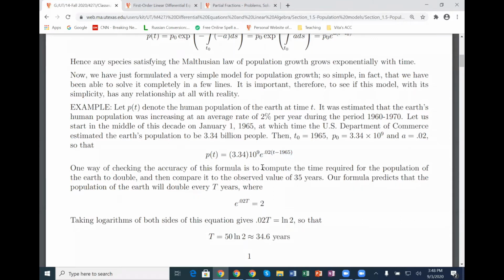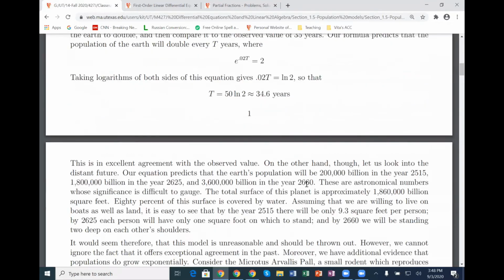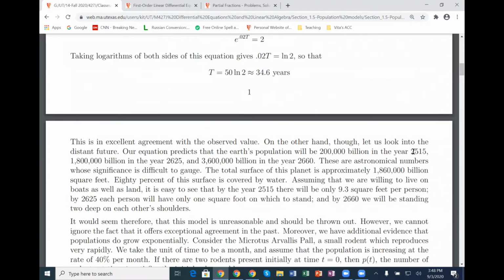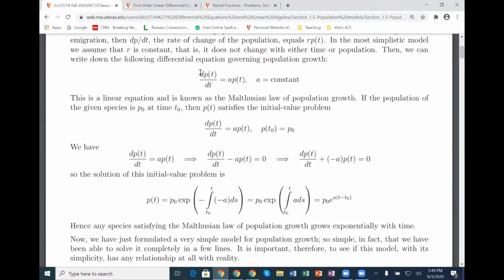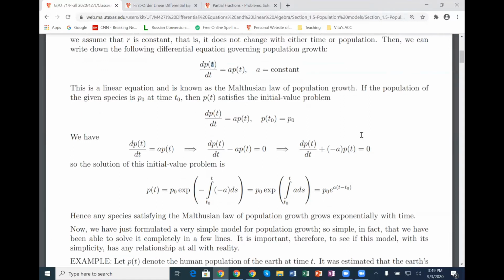Now, the bigger t is, the less accurate this formula is. Please take a look at this. If t is 2515, the formula gives us this. It's not 2 billion or 3 billion. It's 200,000 billion. Of course, it cannot be. So, this model gives us pretty good estimates if t is relatively small.